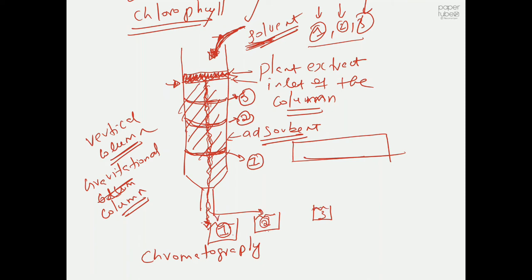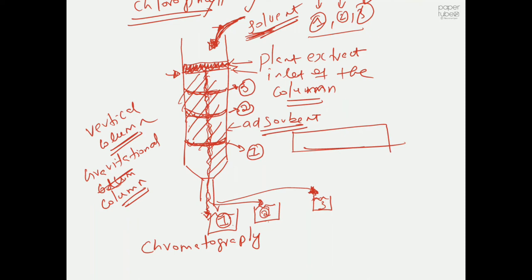This type of separation is possible because the molecules adsorb differentially onto this solid adsorbent, and they move at different speeds, or if you want, different time intervals. That's the whole essence of this particular experiment. So this is nothing but an elution chromatography. The experiment performed by Mikhail Svet is nothing but elution chromatography.